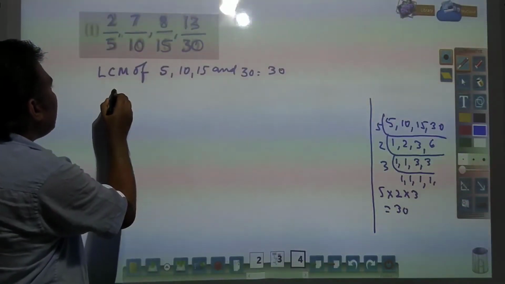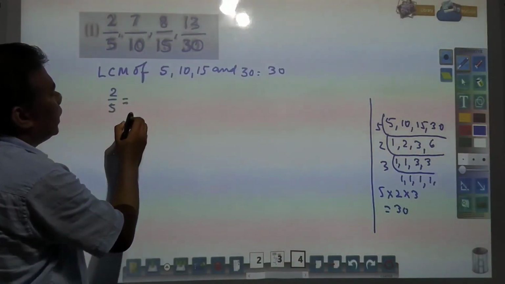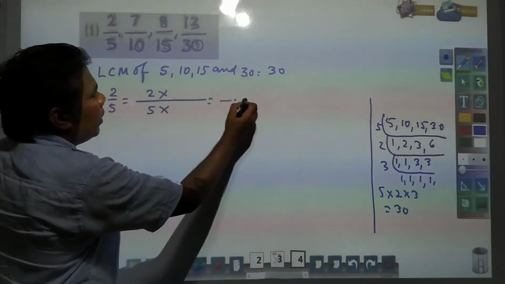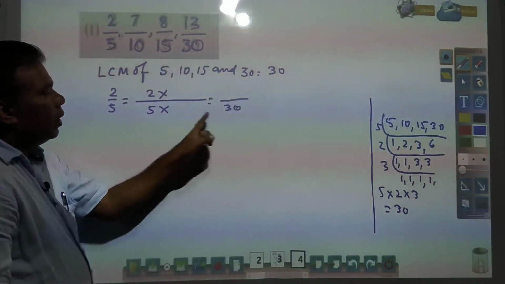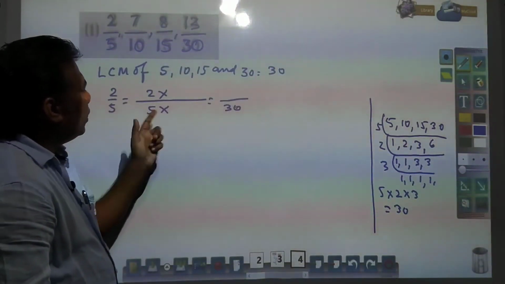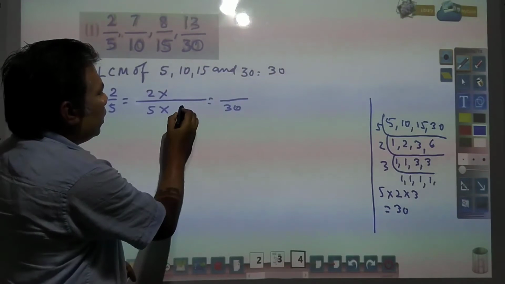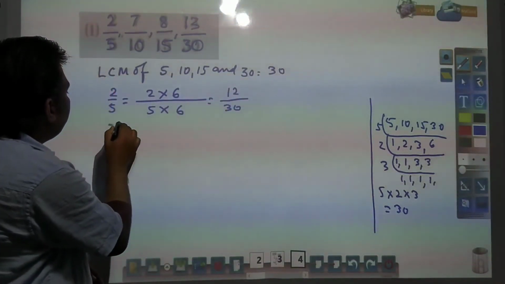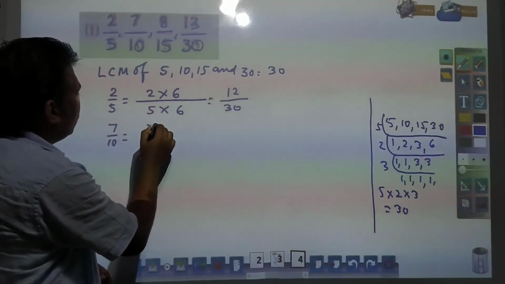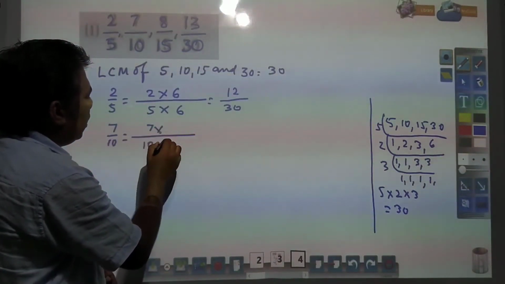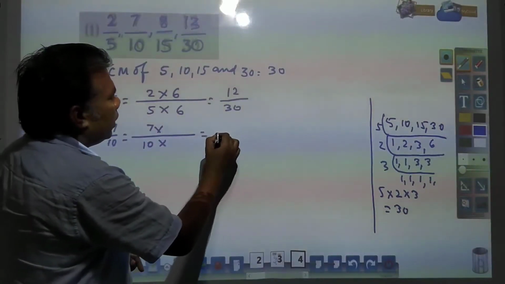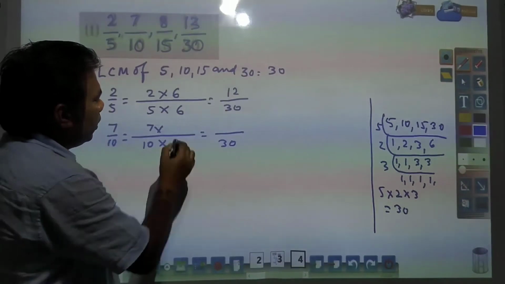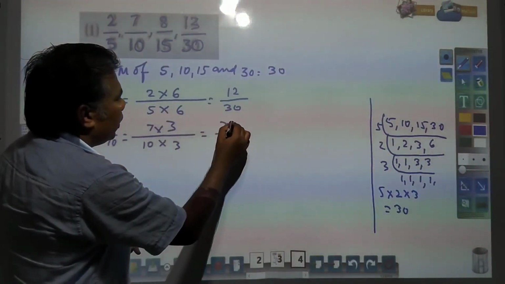Now 2 by 5 is equal to, what is required to be done? This denominator is required to be converted into 30. What number will be required over here? 5 6 is 30. So this will become 12 by 30. Then 7 by 10. What is required here? 3 is required to be multiplied, so it will become 30. So 7 3 is 21.